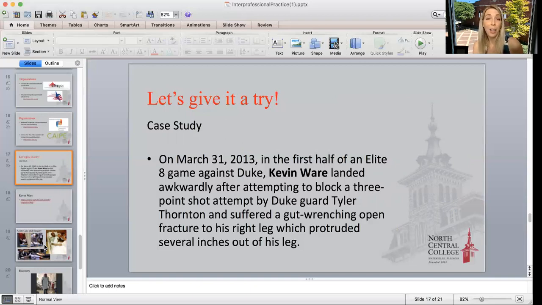Now, there is a video on the next slide here. It's slide 18 of your PowerPoint. And because it was nationally televised, this gut-wrenching open fracture to Kevin Ware's right leg. Open fracture means the bone comes out of the skin. Fracture means it broke. So there is a break of the lower leg and the bone sticks out of the skin. So, gruesome injury. And it was nationally televised, like I said.